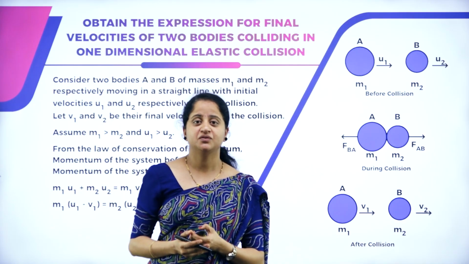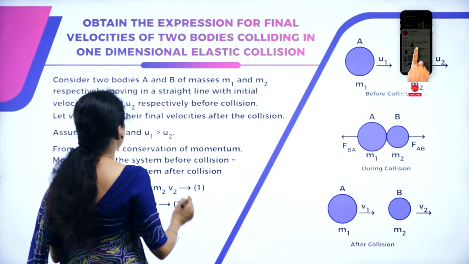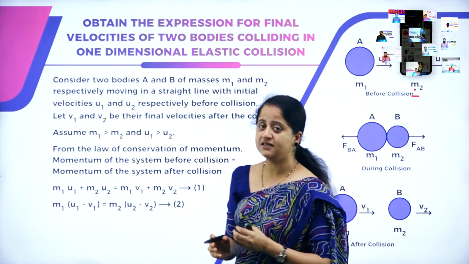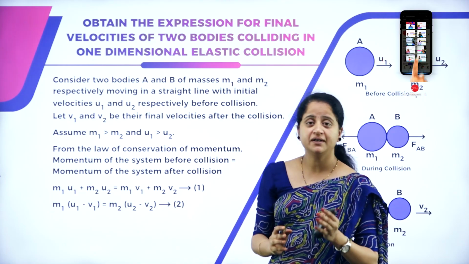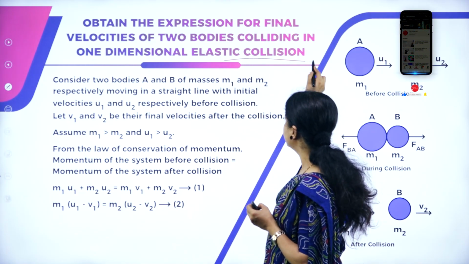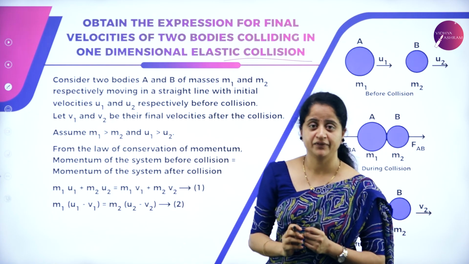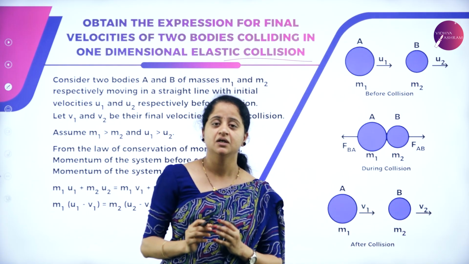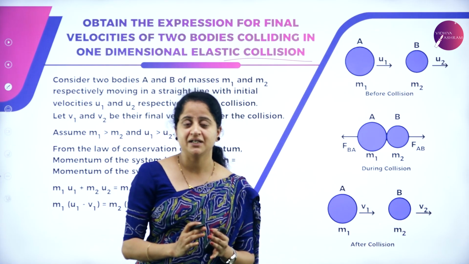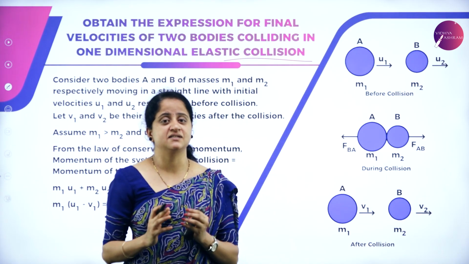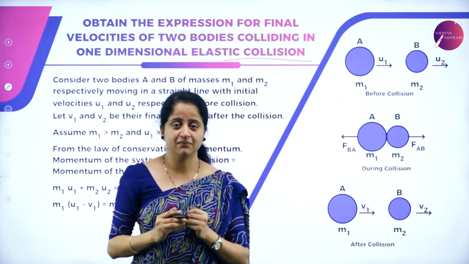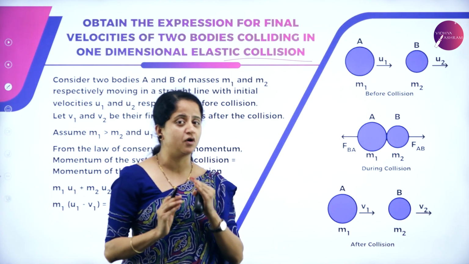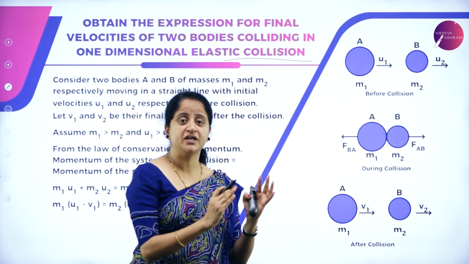Dear children, in today's session, let us learn how to derive an expression for final velocities of two bodies when they are traveling in one dimension and they undergo elastic collision. So, in elastic collision, as we have discussed in our previous session, we know that both momentum and kinetic energies are conserved. So, keeping this point in mind, let us derive now the expression for final velocities of two bodies which are moving in one dimension.